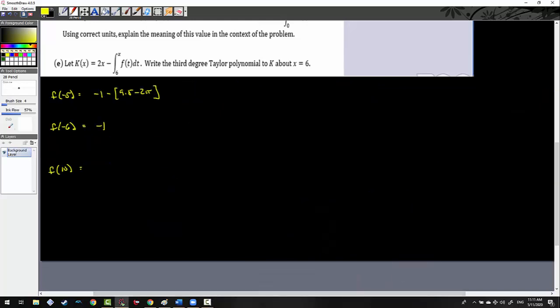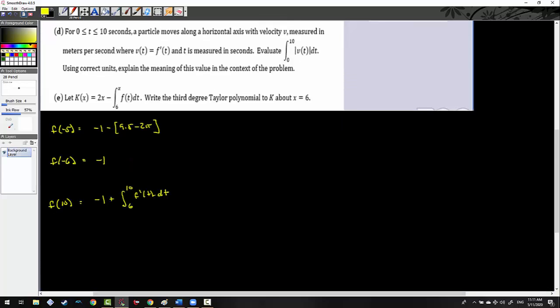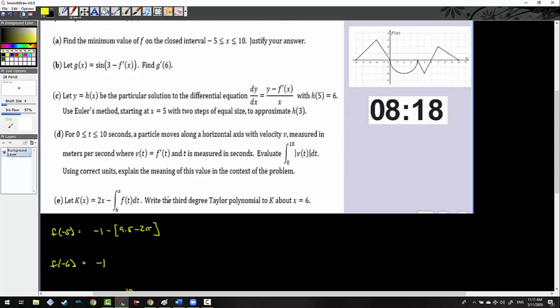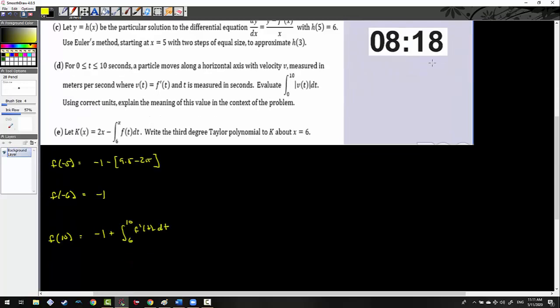And we are back. Let's go ahead and find out what f of 10 is. Well, f of 10 is going to be negative 1 plus the integral from 6 to 10 of f prime of t dt. Well, what is the integral from 6 to 10 of f prime of t dt? Well, that's going to be this triangle here on the right side. So that's going to be negative 1 plus a positive triangle. So negative 1 plus 1/2 base times height. Let's see, the base is 4 and the height is 2. So I end up getting negative 1 plus 4. So I end up getting positive 3.